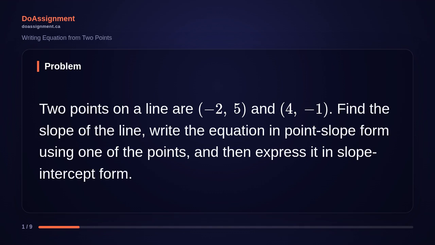Here is the problem. 2 points on a line are -2, 5 and 4, -1. Find the slope of the line, write the equation in point-slope form using one of the points, and then express it in slope-intercept form. Now let us work through the solution step by step.